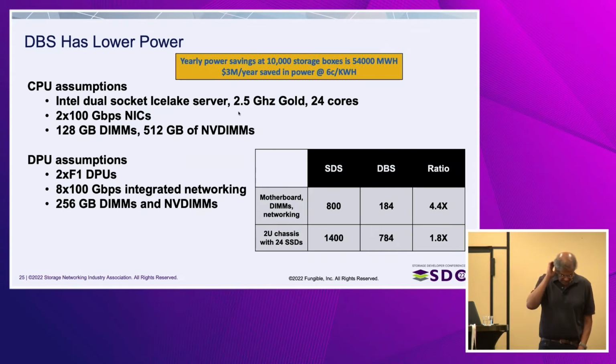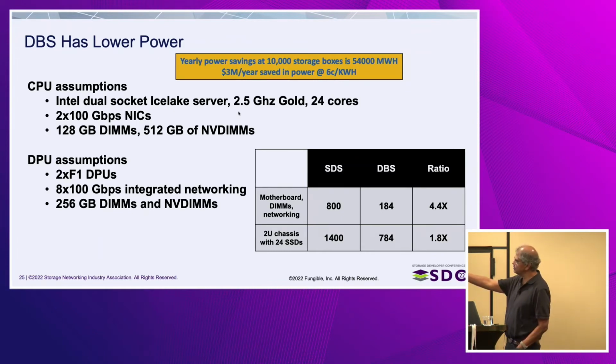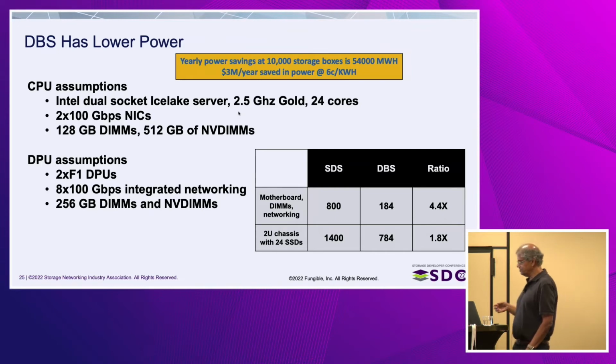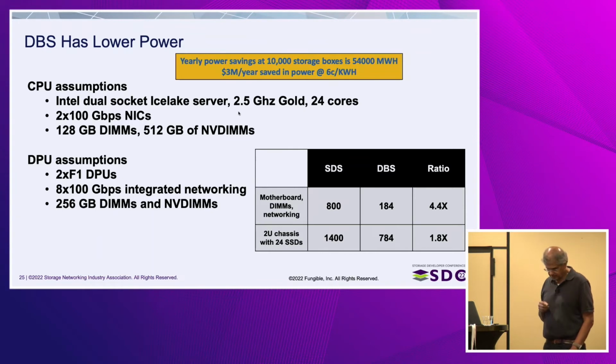Now, power is another really, really important point. Again, I use numbers from one of our customers who said, hey, this is the alternative I'm looking at. I'm using an Intel dual socket Ice Lake server. I'm going to run some software-defined storage thing on it. So I just made a comparison of us versus them. You can see that, I think I mentioned this, with 24 SSDs, we're about half the power, 1500 versus 750. If you don't include the SSDs, we're about 4.4x better. But I think the important one is the box at the top.